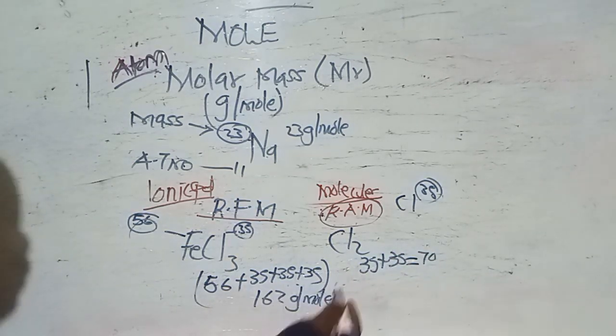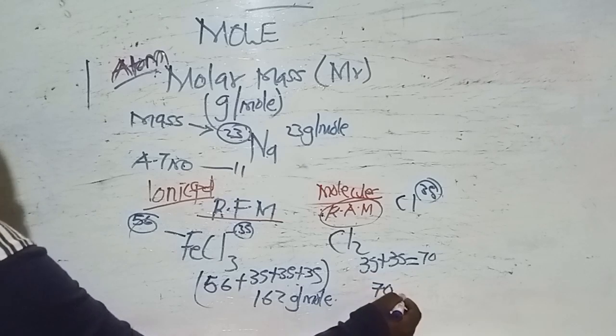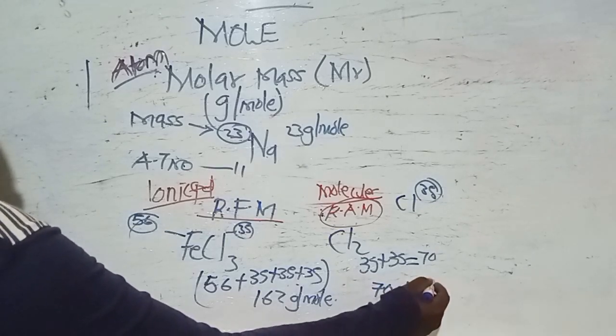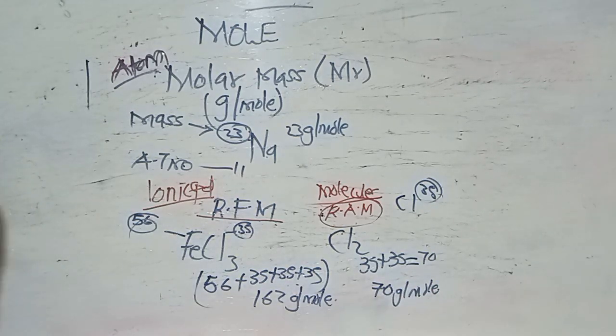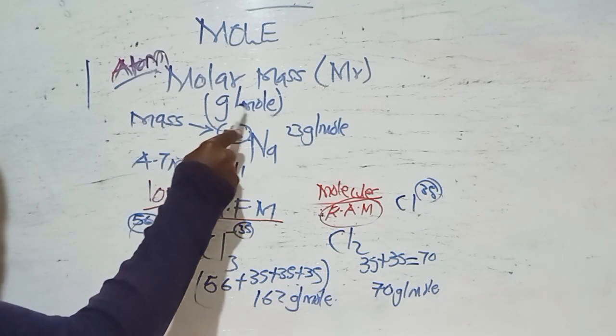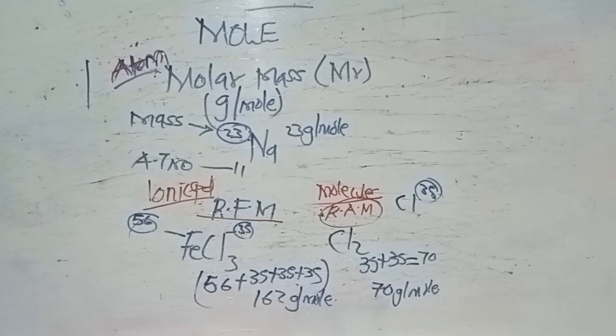Okay, so it would be 70 grams per mole, because we have said that the molar mass is the mass in grams per mole of one substance.